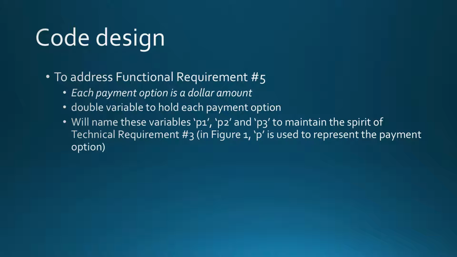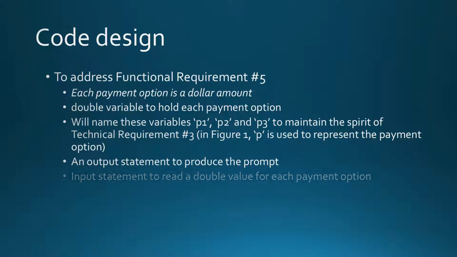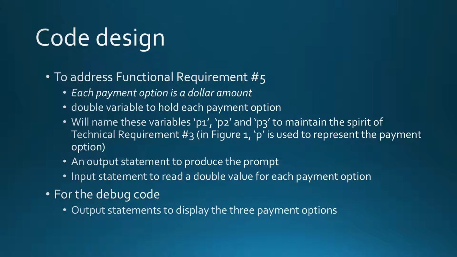In the credit card equation, P is used to represent the payment option. Since we have 3 payment options, we're just going to name those P, then 1, 2, and 3. We're going to construct an output statement to produce the prompt, and an input statement to read a double value for each payment option. Of course, since there's 3 payment options, we're going to need 3 input statements. And for the debug code, we'll just have 3 output statements to display each of the 3 payment options.